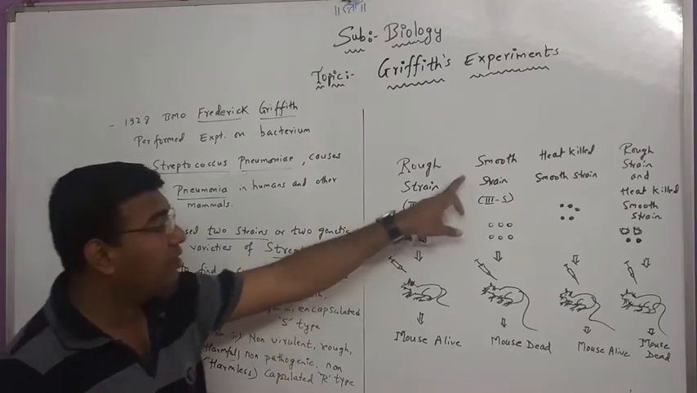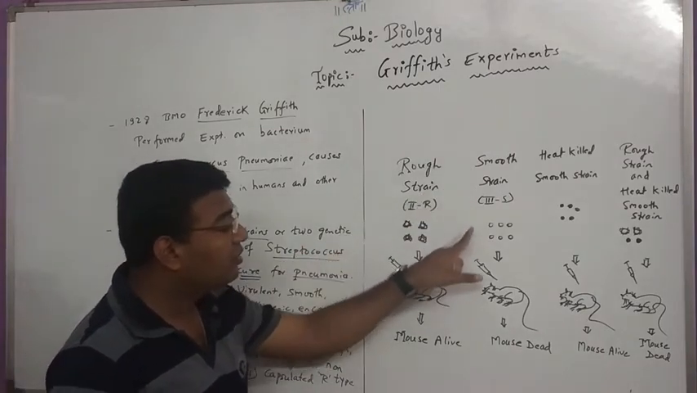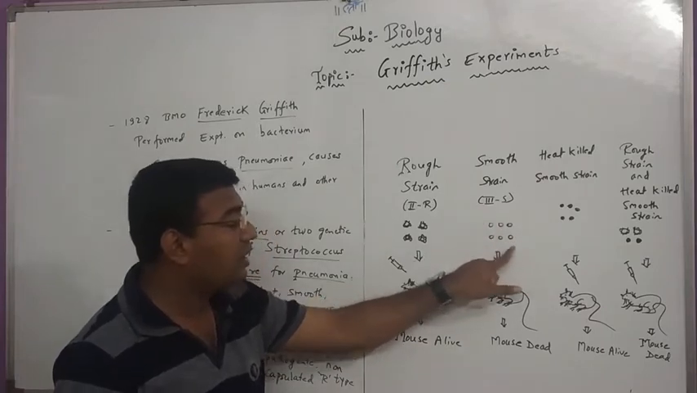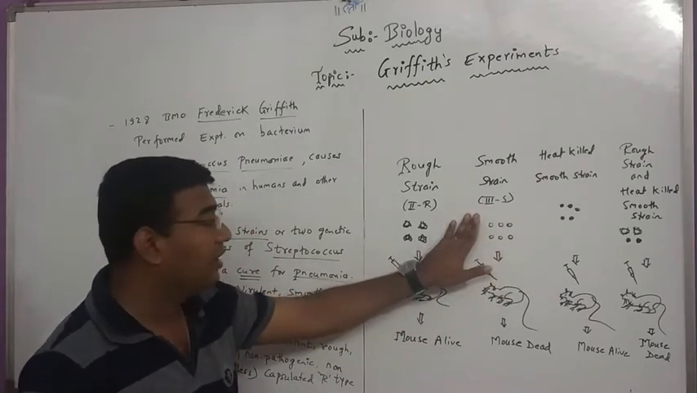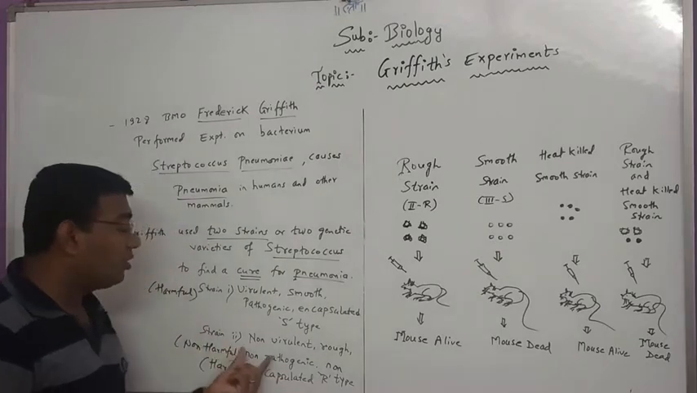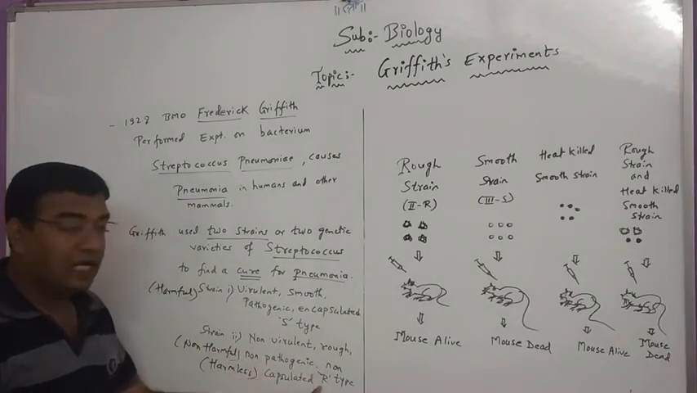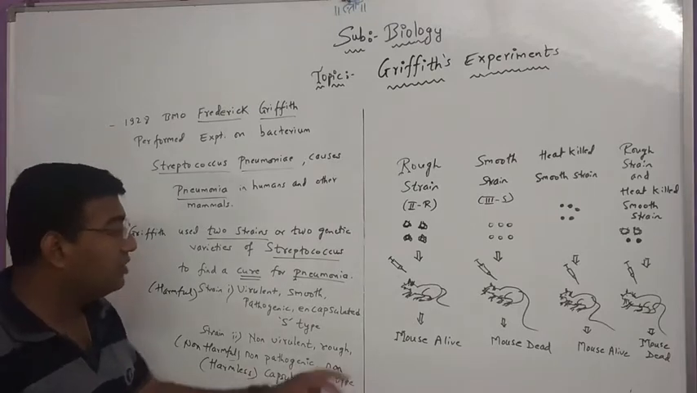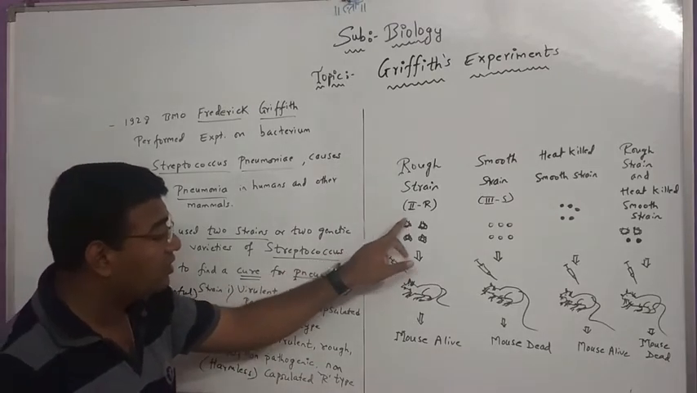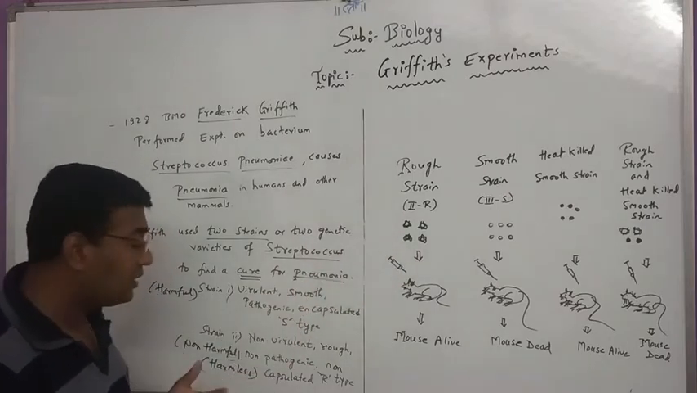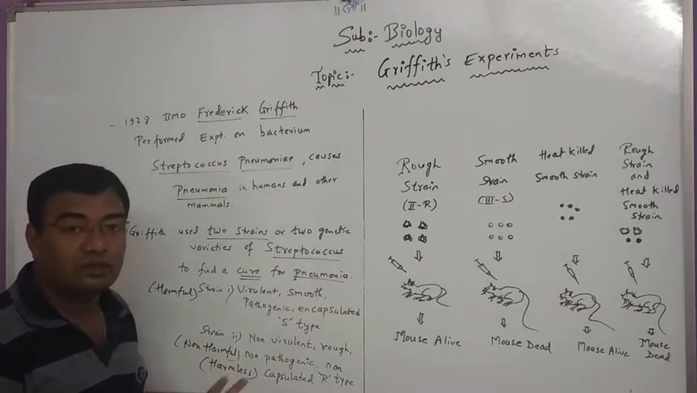In the virulent strain, the smooth one, pathogenic, encapsulated S type is used. Here you can see they are circular; they are not rough, they are smooth. They are encapsulated and they are virulent. When we look at the non-virulent strain, they are the rough one, non-pathogenic, and the outer covering is rough. Non-virulent means they are harmless, they don't cause death.